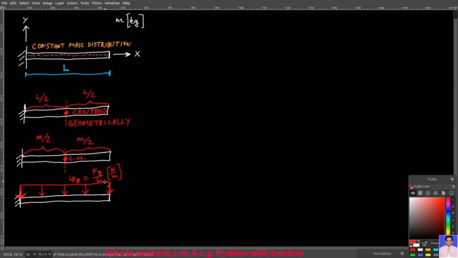Finally, this beam is subjected to distributed force due to force of gravity. So as you can see, I take the force of gravity that acts on this beam and I divide it by the beam's length, and I have newtons over meter here. It's like any other force distribution that we have seen before.